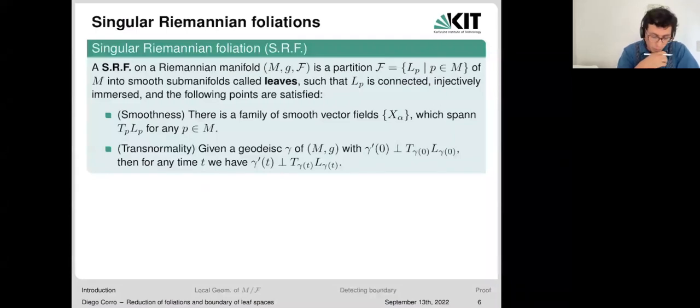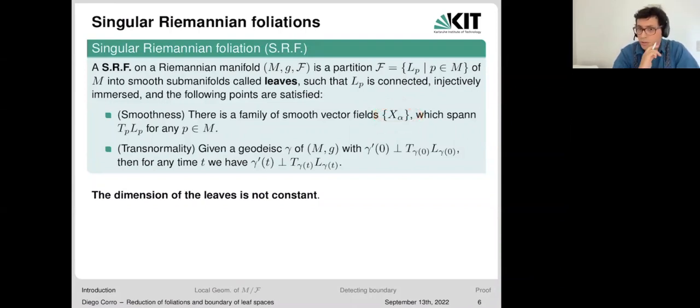The second part is the geometric part. So we say that F is a transnormal system, meaning that any geodesic of M that starts perpendicular to one leaf must be perpendicular to all the leaves it meets. And this is equivalent to saying that locally the leaves are equidistant or parallel in the metric sense. So this condition is giving us the term Riemannian in the definition. I want to stress that the dimension of the leaves is not constant. Why? Because these vector fields are allowed to vanish. So they are singular vector fields in the sense that they vanish, and that's where the term singular comes from.